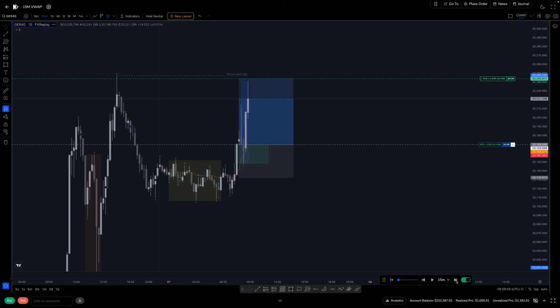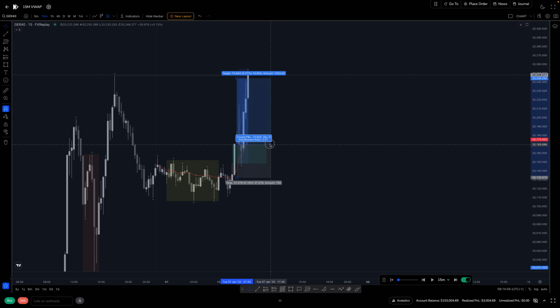Come very close to take profit. Don't reverse on us like the last one did, and take profit has been hit. So that's a very nice trade there. As you can see, this trade in particular has been very, very fast. Tagged into our fair value gap, retested our VWAP, and then moved away quite nice.